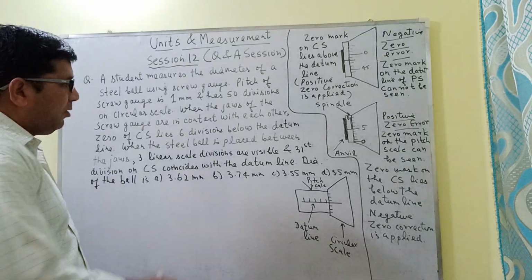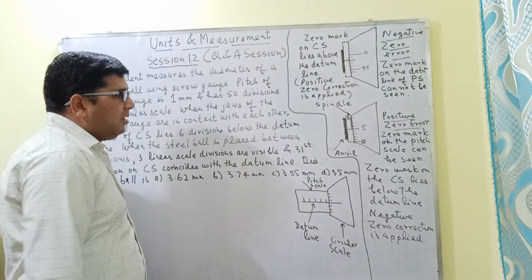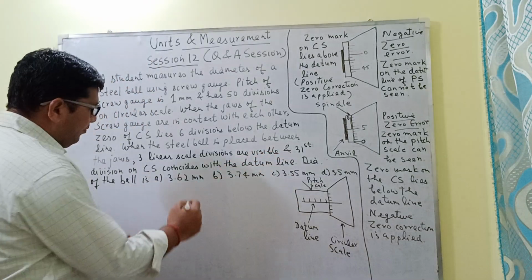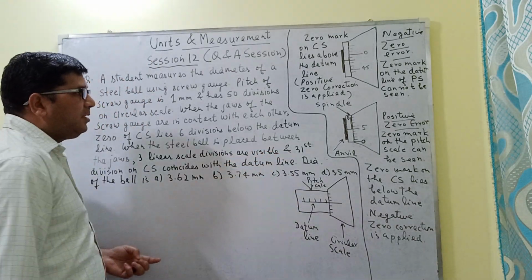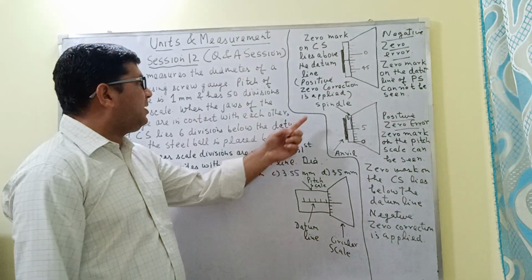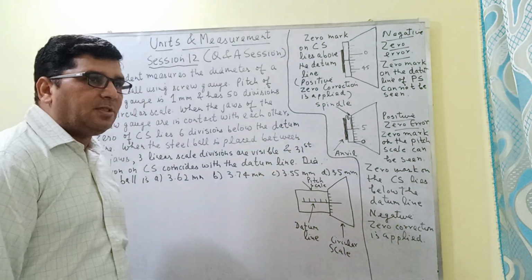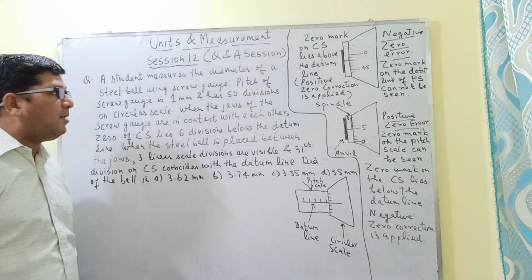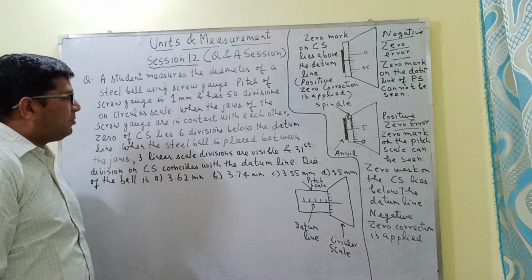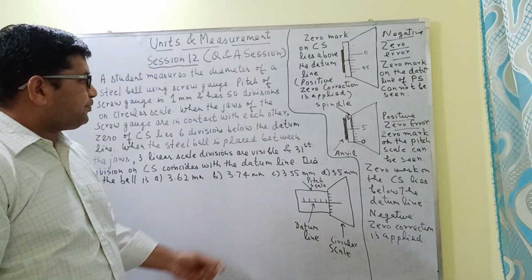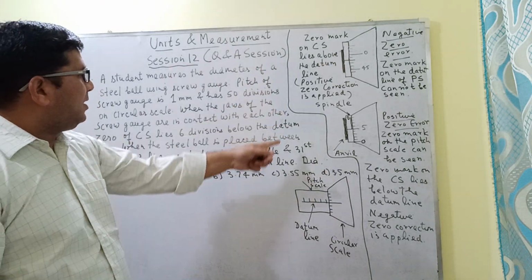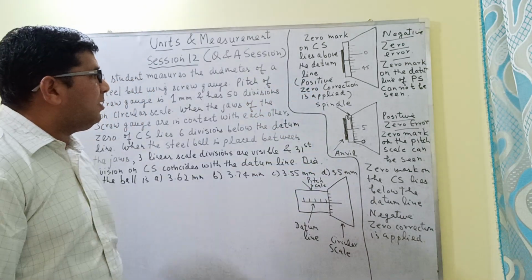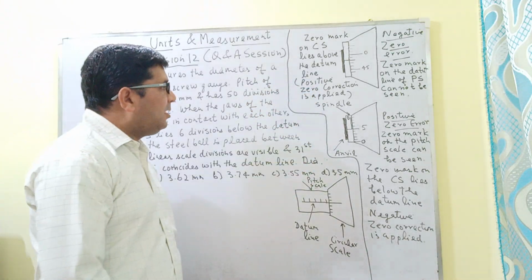Now, in order to proceed further with this question, I would like to make you understand what zero error is, and in the case an instrument has got a zero error, how we have to find the dimensions of a particular object. So in this question, I have made these three figures here in order to make you understand about the zero error.